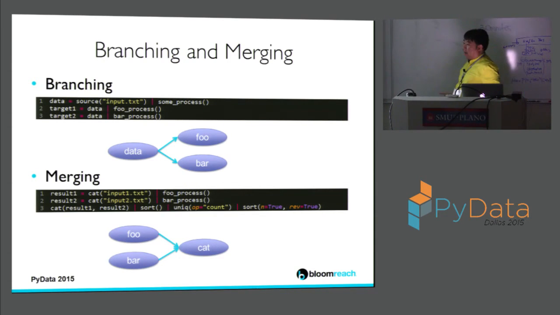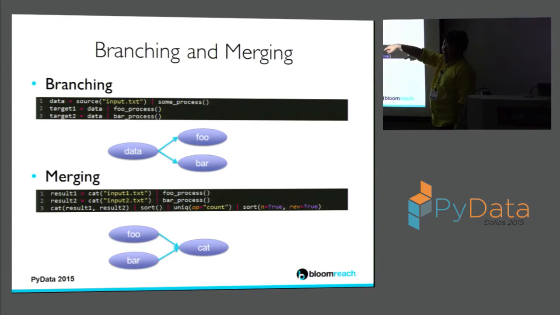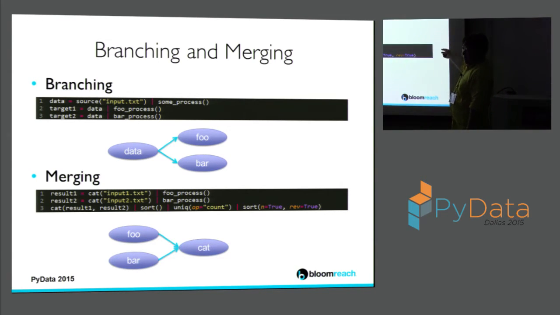With all this combined, it's actually possible to just assign it back to a variable, because everything now is an object, right? So source to some process or cat to some process, then you can assign it to a variable. If you want to branch, you have some data and you want to branch the pipeline, you just put the data into two processes, foo and bar. Then you have two targets. Then you can run your pipeline.